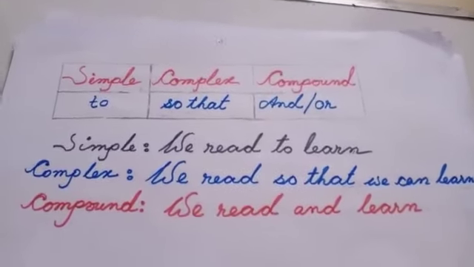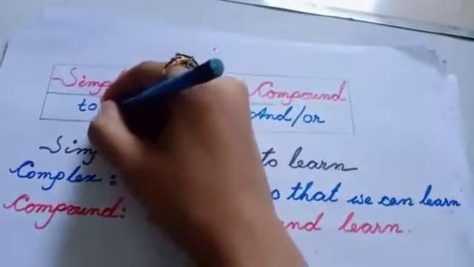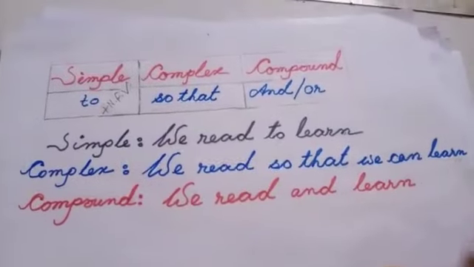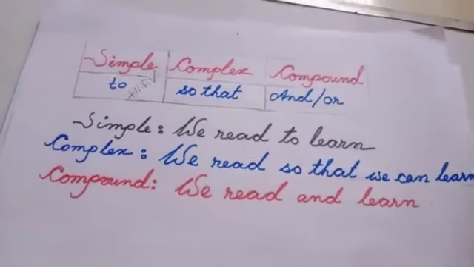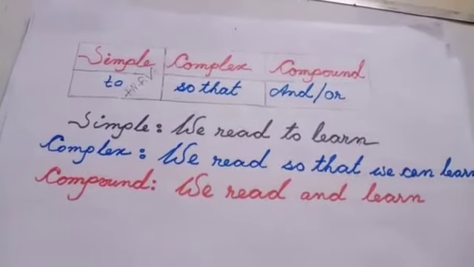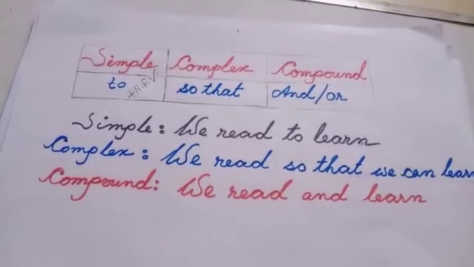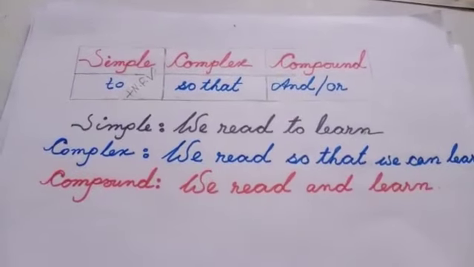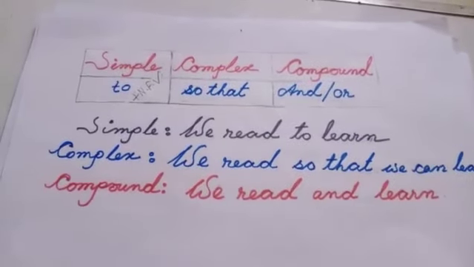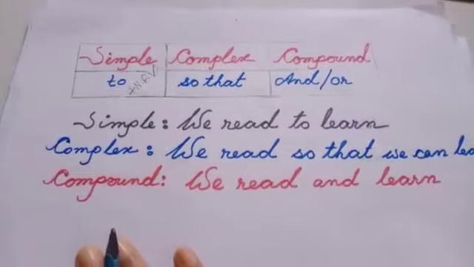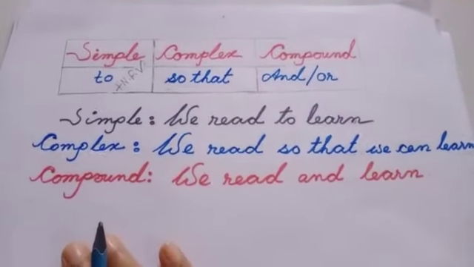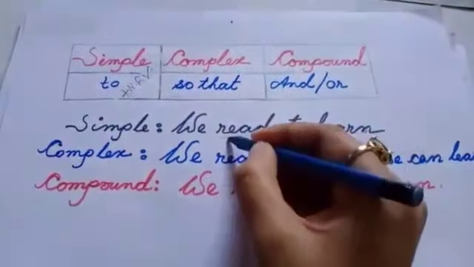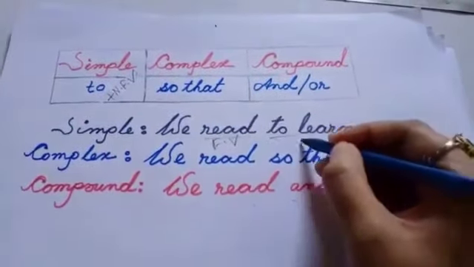Sometimes we get 2 plus NFP, that is non-finite verb, in the simple sentence. Here we have to transform it into complex. How? We will use so that, and to make it compound we will use and or. Now let's read the sentence. The simple sentence is we read to learn. Here read is a finite verb and to learn is non-finite.